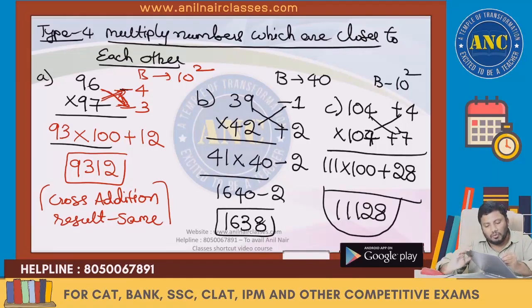96 is 4 less than 100, 97 is 3 less than 100. 93 into 100 plus 12. This is the cross addition result. This is the base value and the product of this: minus into minus plus, 4 threes are 12. Cross addition 41, base is 40. Minus into plus is minus 2.